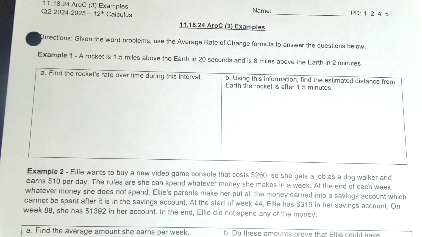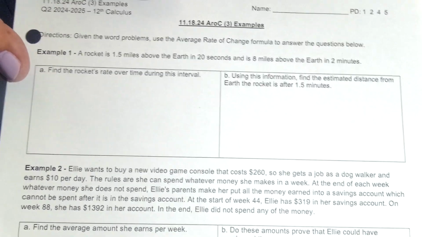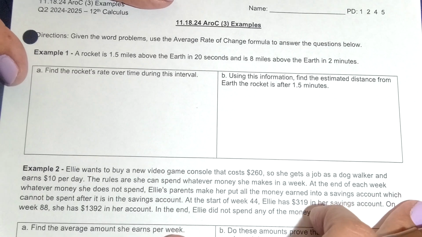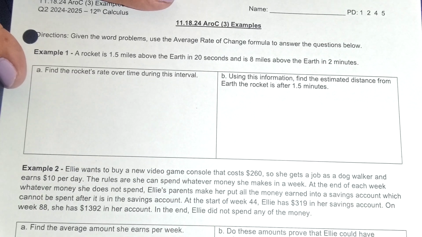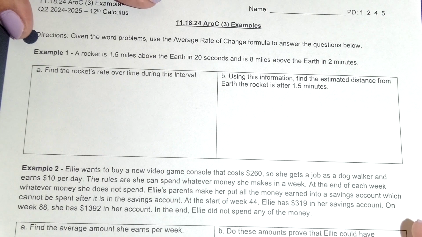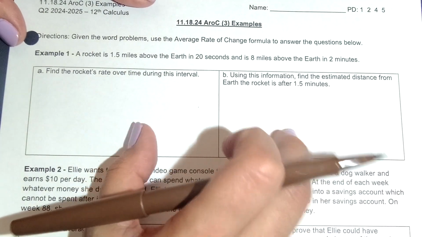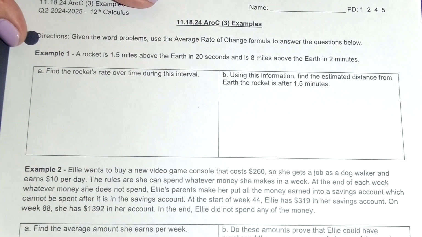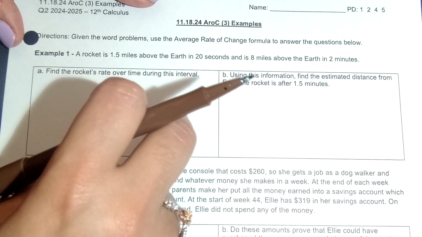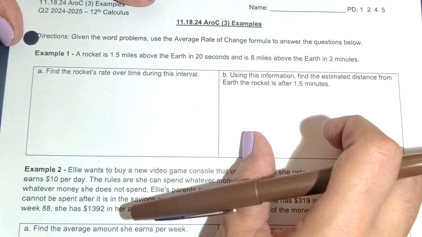Example 1 says a rocket is 1.5 miles above Earth in 20 seconds and is 8 miles above Earth in 2 minutes. Find the rocket's rate over time during this interval. And using the information, find the estimated distance from the Earth the rocket is after 1.5 minutes. So this is a two-parter. All of level 3 is going to be a two-parter. You're going to have to find the rate and then use that rate to answer a different question.